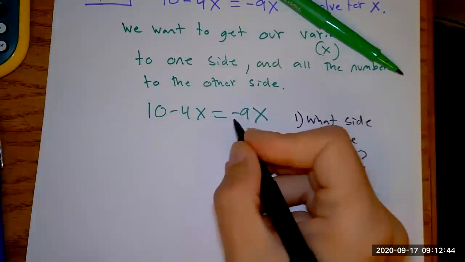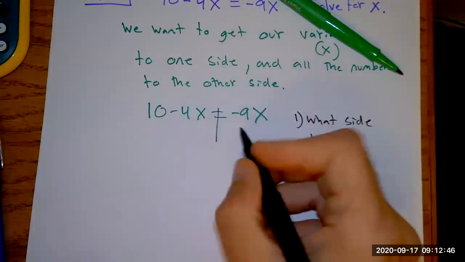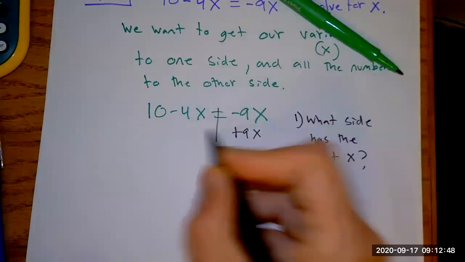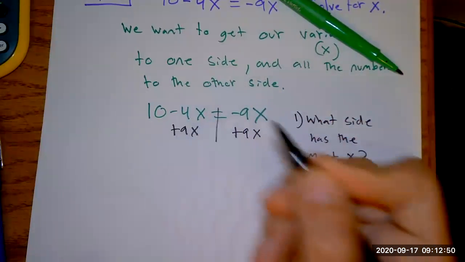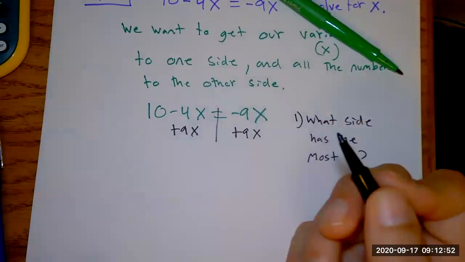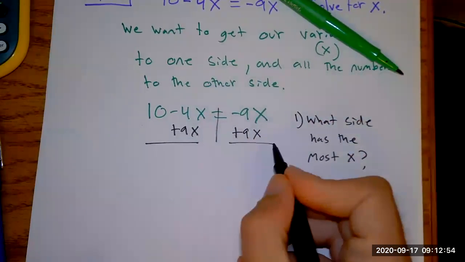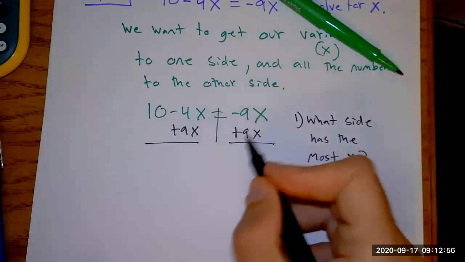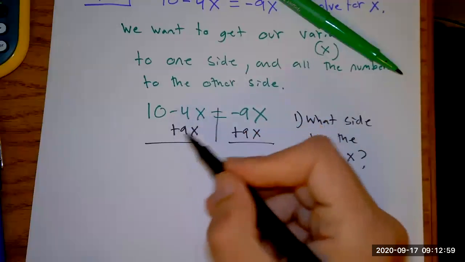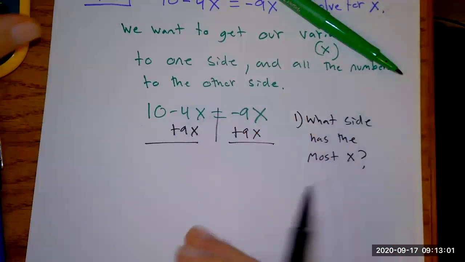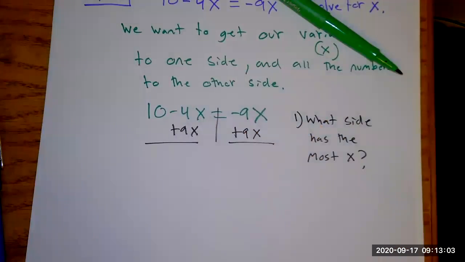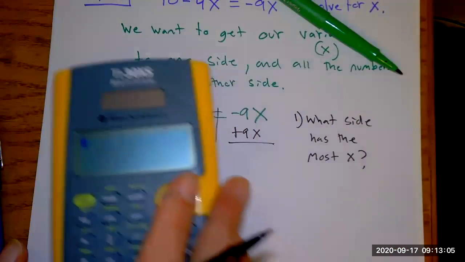So what I'm going to do is I'm going to move my 9x over here. So I'm going to go like this, add 9x. Now you might be like, Kraft, why didn't you just add 4x to both sides? Well, I have a reason for that. And that's because if we do it this way, we're going to end up with a positive x value. And if we can have a positive x value, then we're going to make less mistakes with negatives.